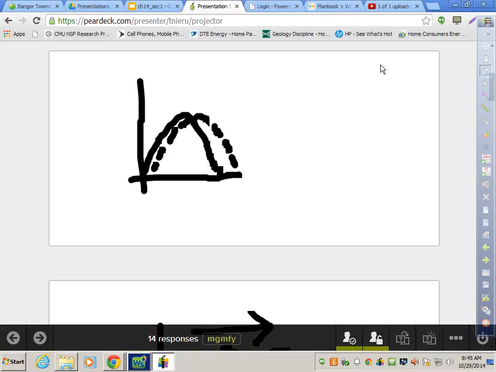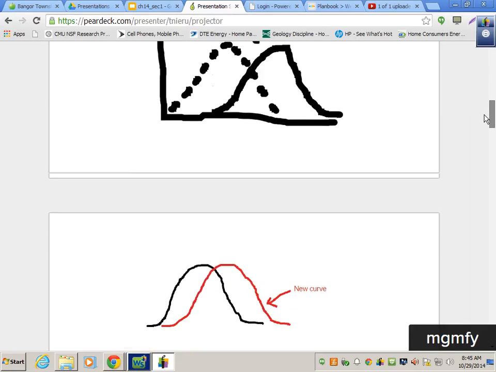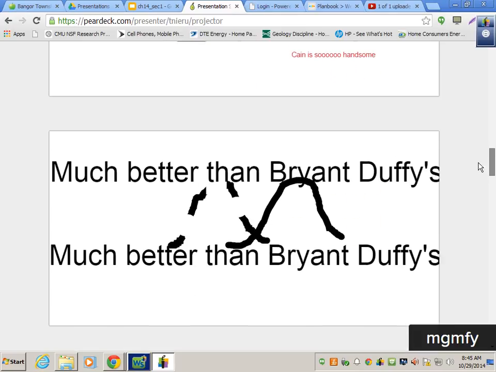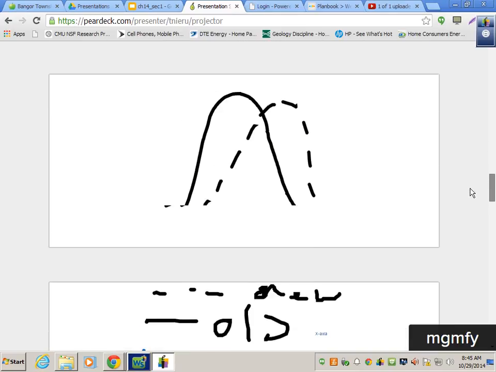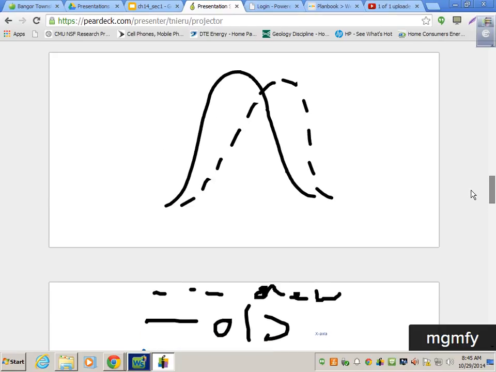So I asked you to show directional selection, and most people showed it correctly, with the allele frequency shifting to the right. Well, it's kind of a little leaning tower of directional selection.